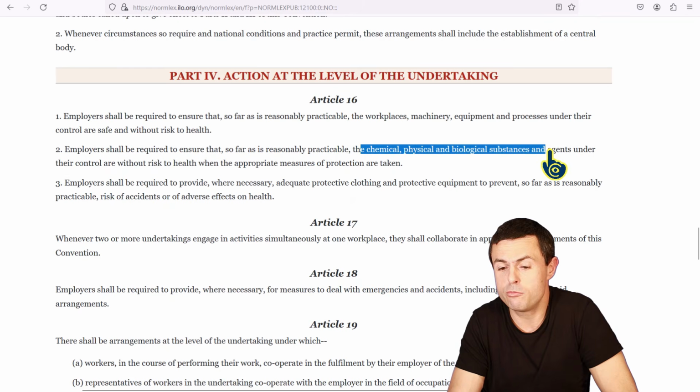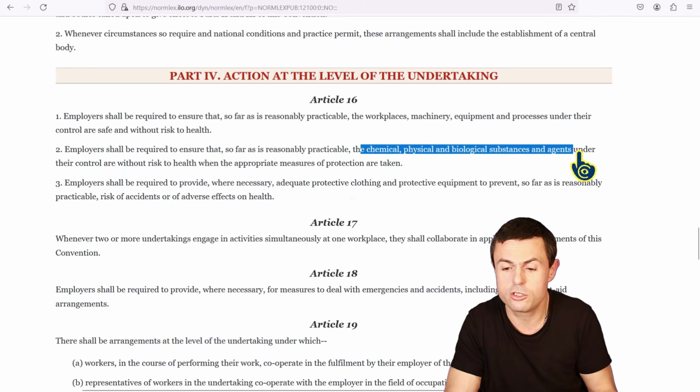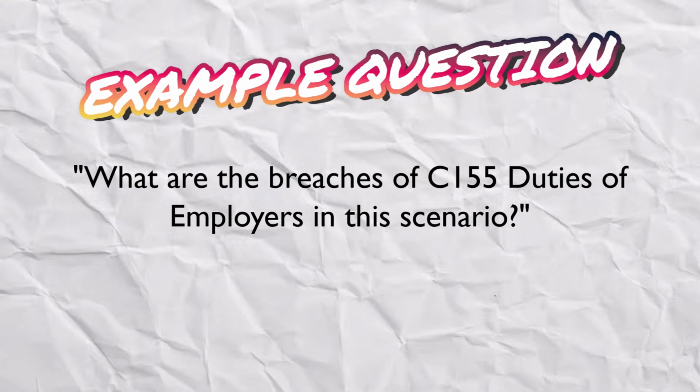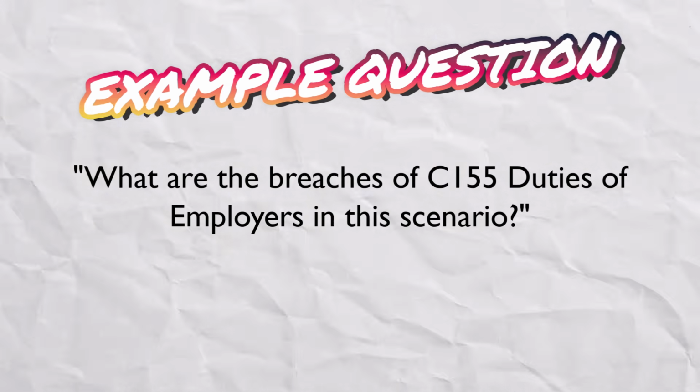And again, there might be lots of different breaches for the chemical, physical and biological substances and agents too. So you might get a 10-mark question asking what are the breaches of C155, duties of employers, in this scenario. Comment on those. You would have to say, right, we're breaching this duty and this is what they're doing, that's why it's a breach. You have to explain the breach.